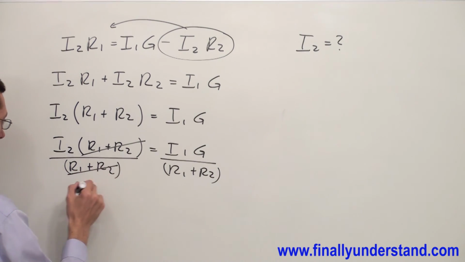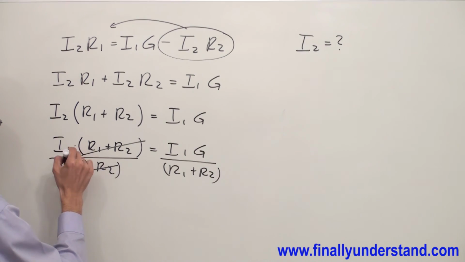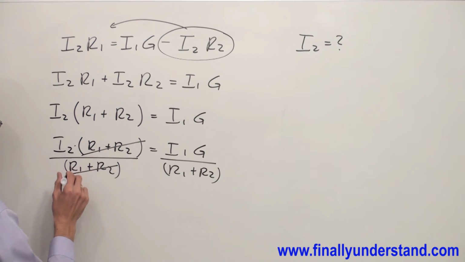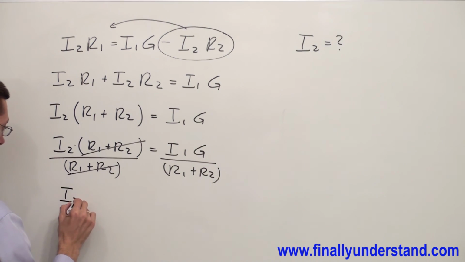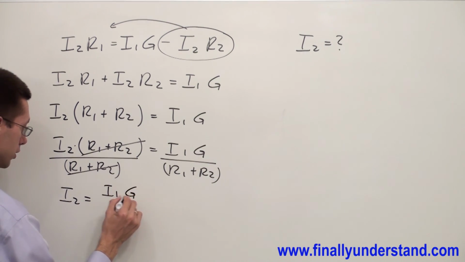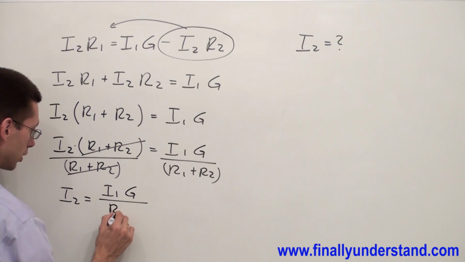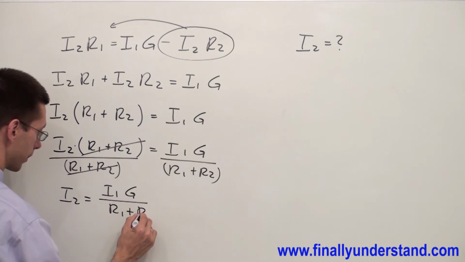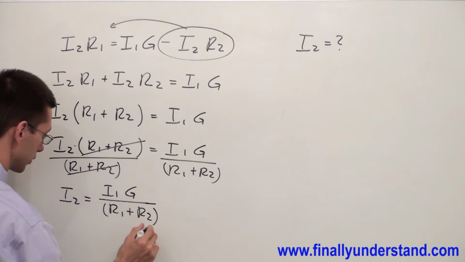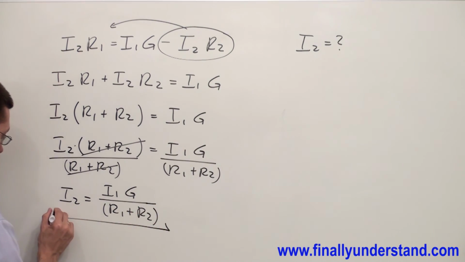The parentheses are going to cancel out. Why? Because I have multiplication. Remember, we can do cancellation like this only for multiplication. That's why I have I2 equals I1 G over R1 plus R2. You can put parentheses or not. Your answer has to be like this.